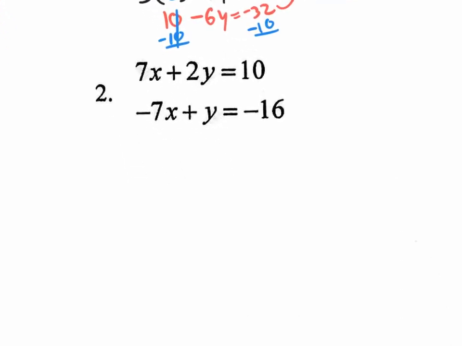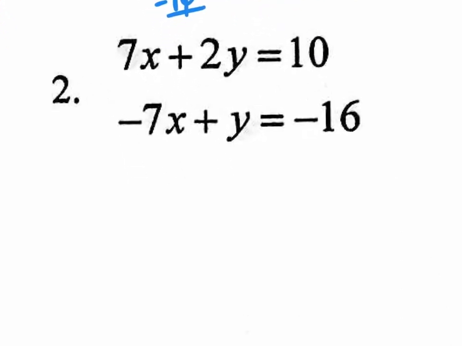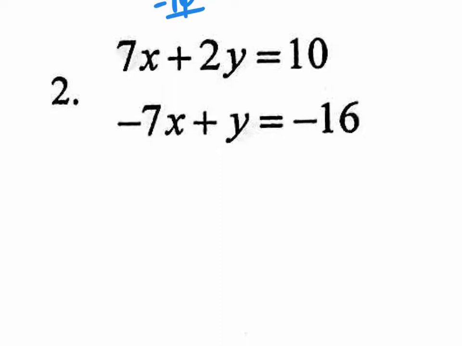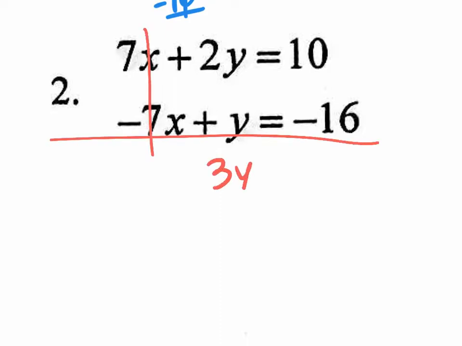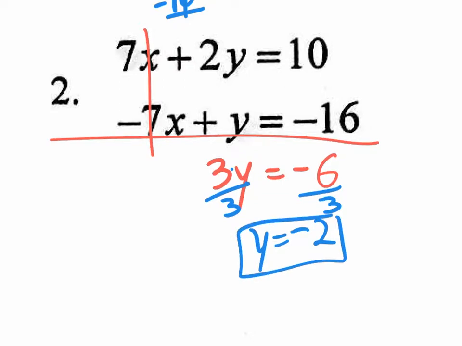Number 2, do we have to modify that? No, it's ready to rock. Check it out. It cancels. 3y equals negative 6, which means that we already know an answer. Y equals negative 2. Easy peasy lemon squeezy.